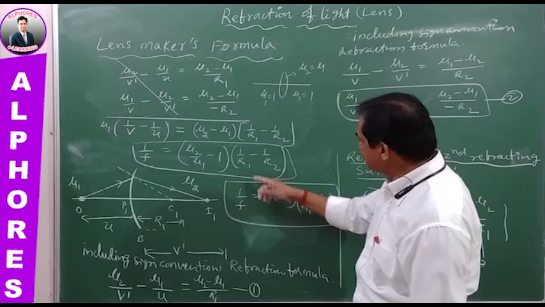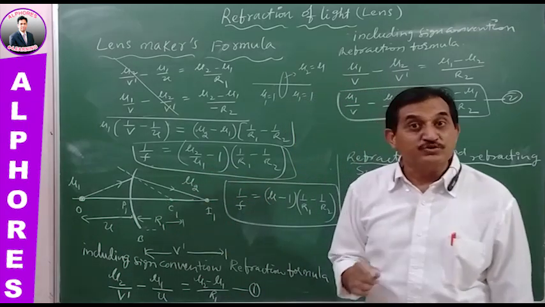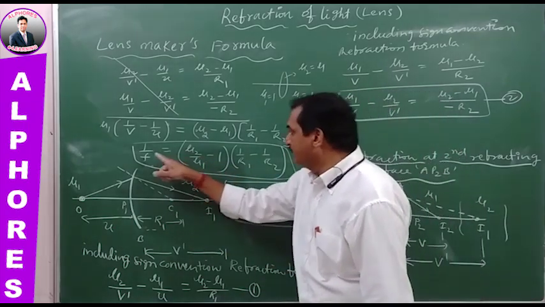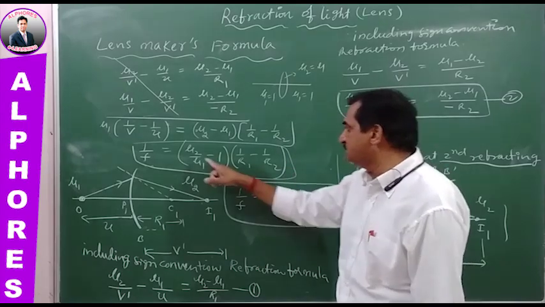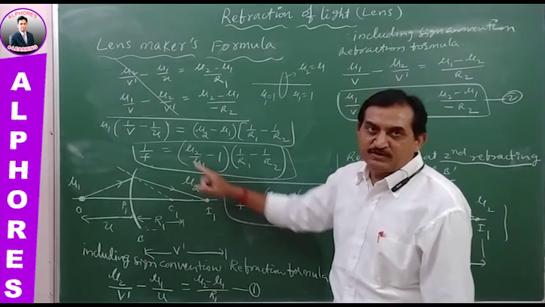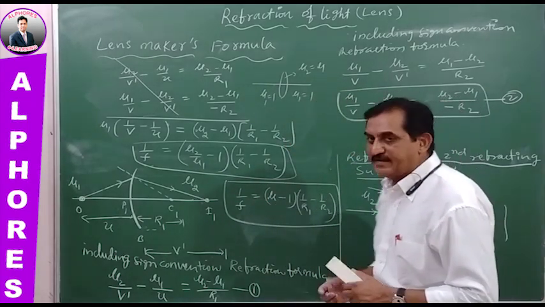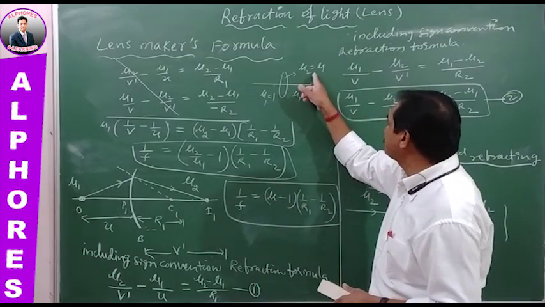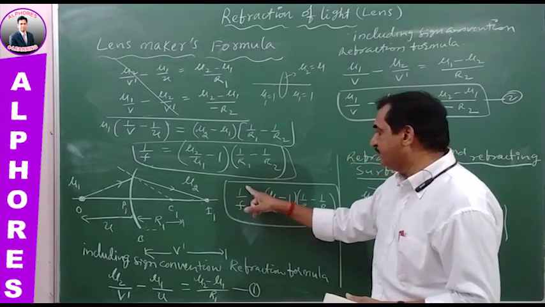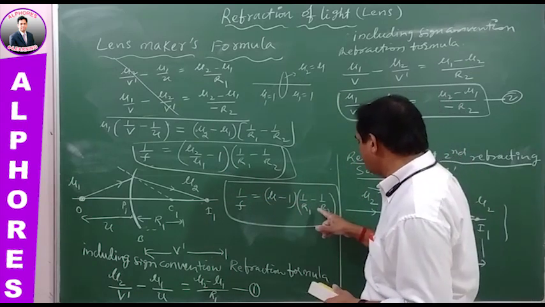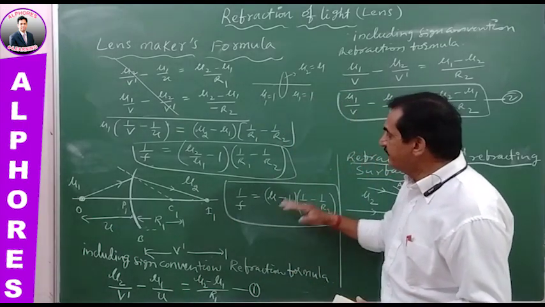This formula is also the lens maker's formula, but whenever the lens is kept in a surrounding medium whose refractive index is mu 1, we get 1 by F equal to mu 2 by mu 1 minus 1 into 1 by R1 minus 1 by R2. This is the relative refractive index. If the given lens is kept in a surrounding medium whose refractive index is 1 and the material refractive index is mu, then substituting those values, mu by 1 minus 1, you will finally get 1 by F equal to mu minus 1 into 1 by R1 minus 1 by R2. So this is the lens maker's formula.